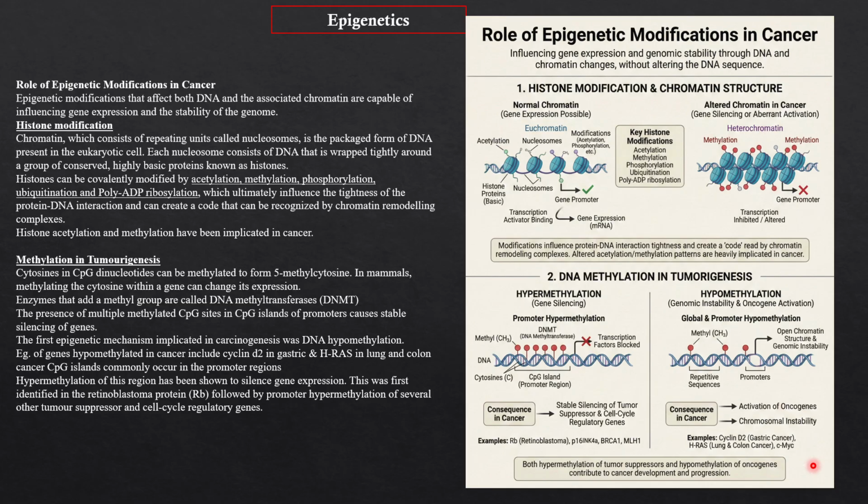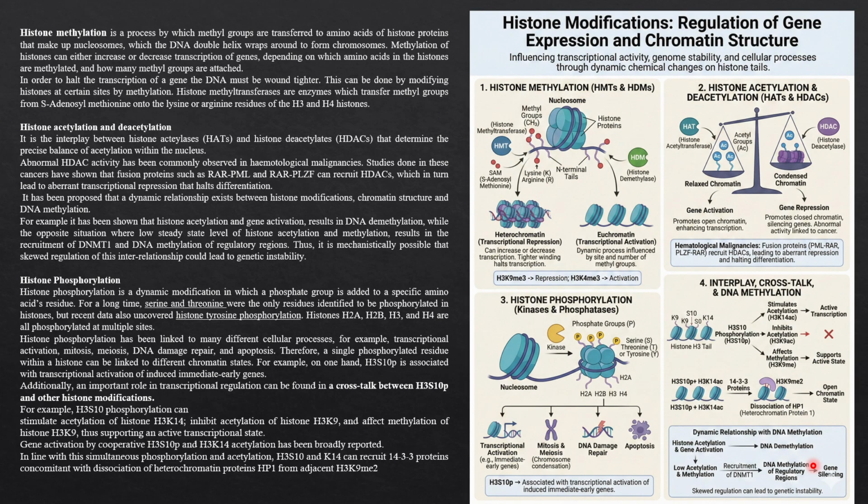DNA methylation plays a critical role, where hypermethylation of the promoter regions silences tumor suppressor genes like P16, BRCA1, and MLH1. Conversely, hypomethylation leads to genomic instability and activation of oncogenes such as CMYC and HRAS. Together, these alterations contribute to tumor initiation and progression by disrupting normal gene regulation and cellular homeostasis. Histone modifications regulate gene expression and chromatin structure.